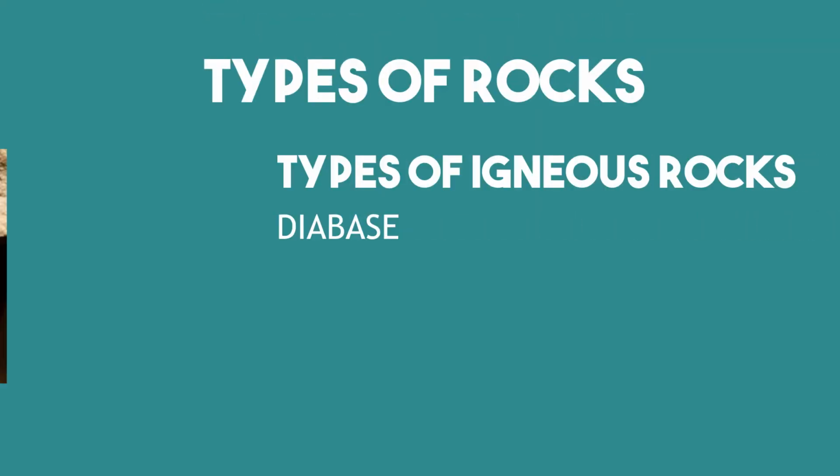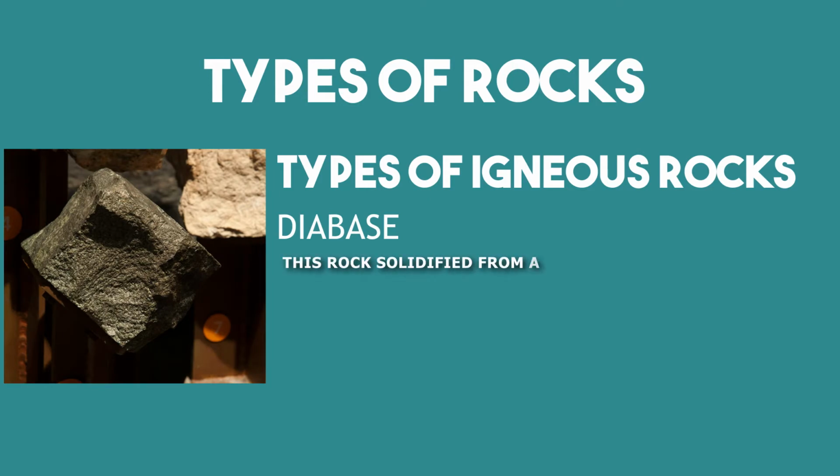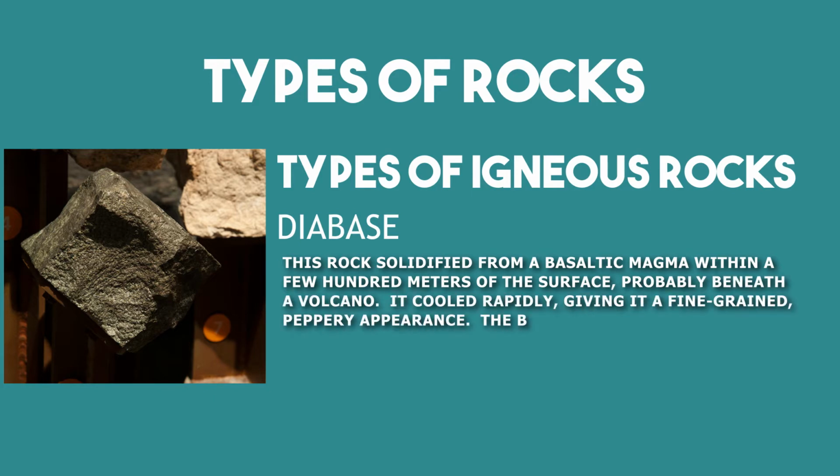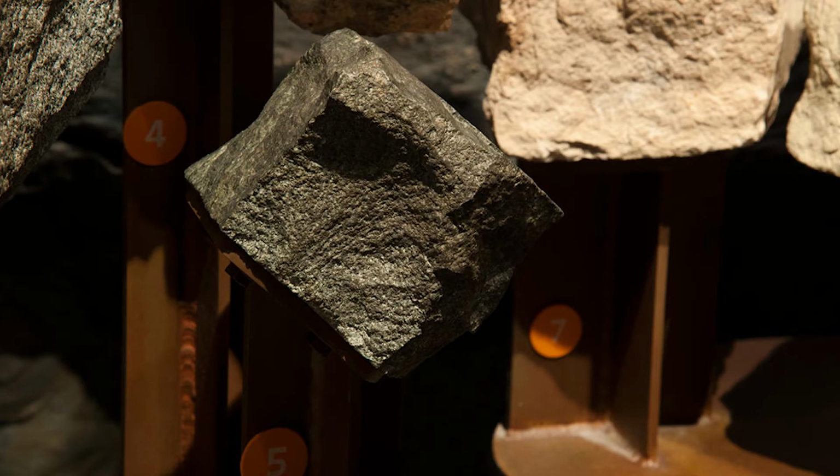Now let's jump to the diabase. So this rock solidified from a basaltic magma within a few hundred meters of the surface, probably beneath a volcano. It cooled rapidly, giving it a fine-grained, peppery appearance. The black mineral is pyroxene, and the white one is plagioclase. Plagioclase. I know. Let's have a look at this rock on screen. Cool, right?